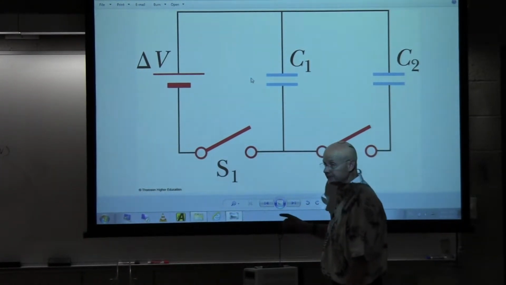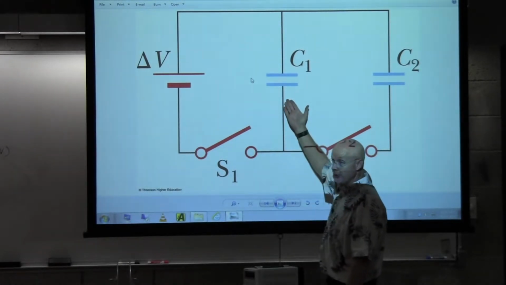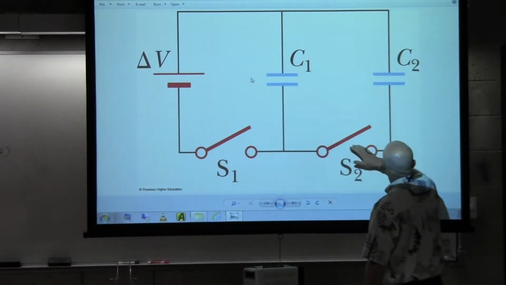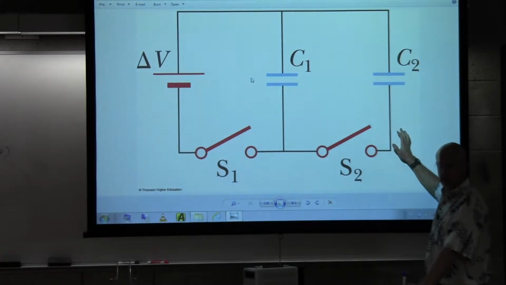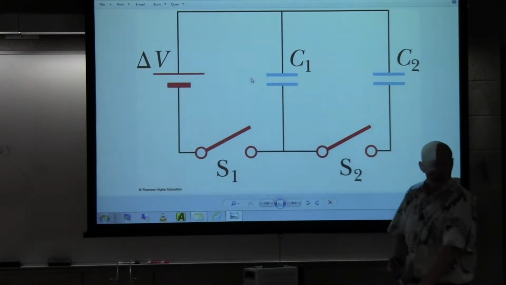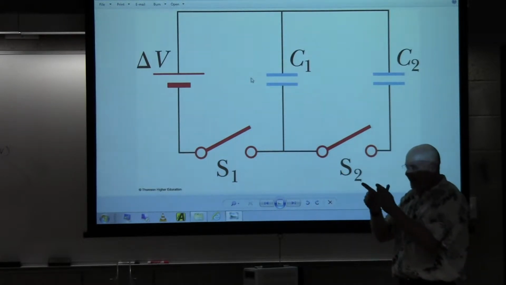What will happen? Anything? Will charges move? Yeah, charges will move from C1 to C2. Will all of the charges from C1 go to C2? No? Half of them? So what will be the same here? They're in parallel, they'll have the same voltage.